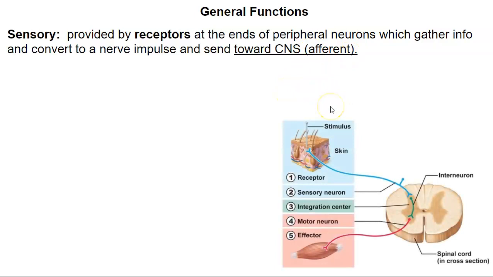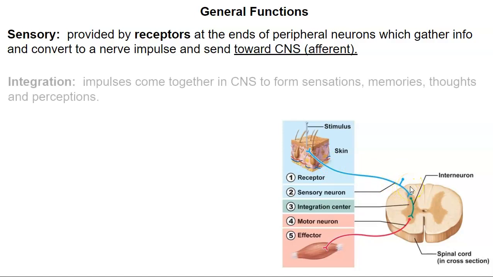So here's an example of sensory. We have a receptor that's located in the skin. It's poked with a needle, and then an impulse travels through this sensory neuron. This here represents the cell body of the neuron. This would be the axon and dendrite.